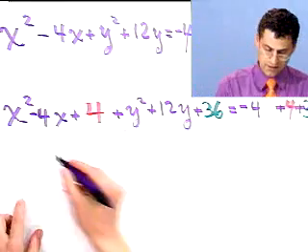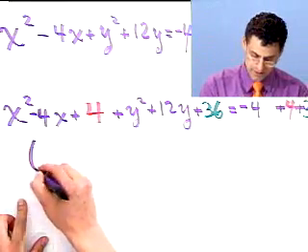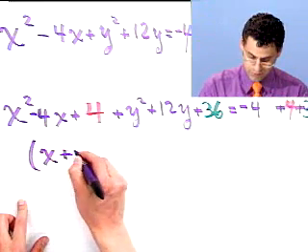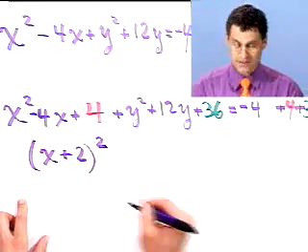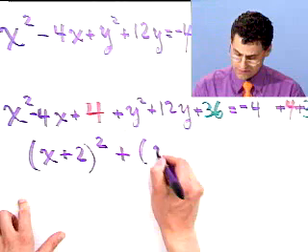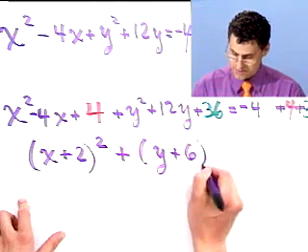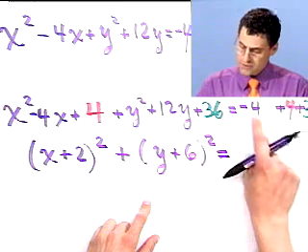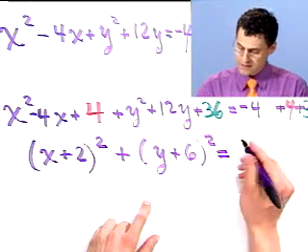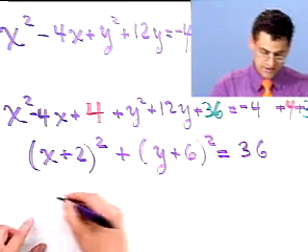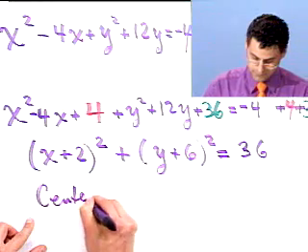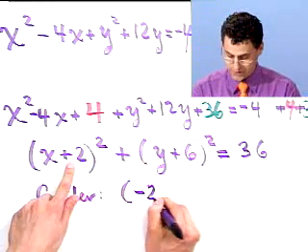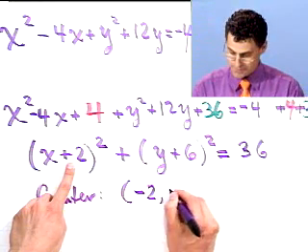OK, and so what do we see here? Well, this should factor beautifully into a perfect square. That's the whole point. X plus 2 squared seems to work. And here I have a y plus 6 squared. You can check that, square it out, FOIL, and you'll get this. And that equals, well, minus 4 plus 4 is 0. I just have 36. So the center is at minus 2, comma, minus.